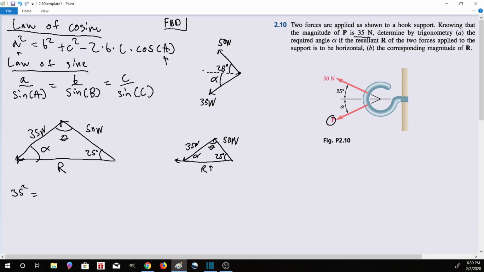squared equals, and B and C are interchangeable, but just remember that one of them has to be unknown. So we'll just say B is 50 newtons. So 50 squared plus C squared minus 2 times B, which is 50, times C, because that's unknown, times cosine, and then the angle opposite of the side of A, so 35, and it would be actually 25 degrees.